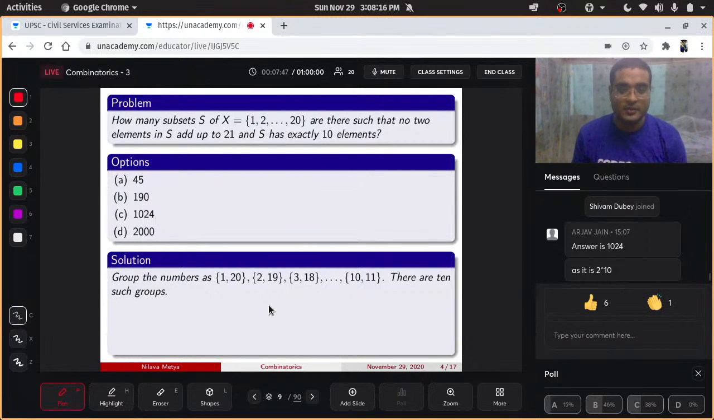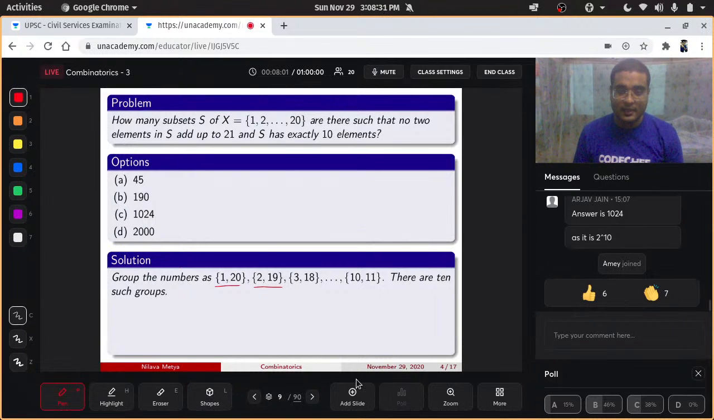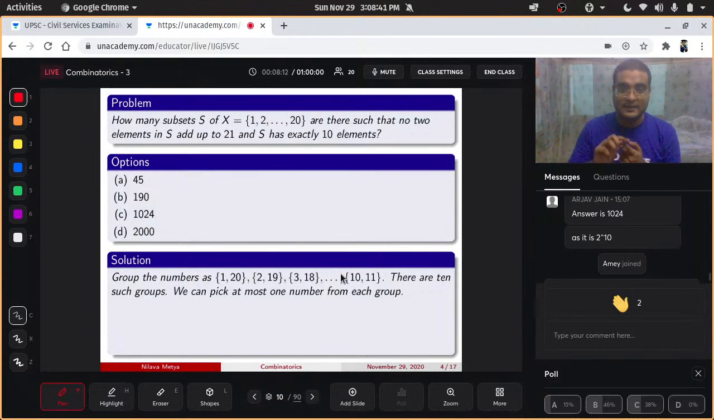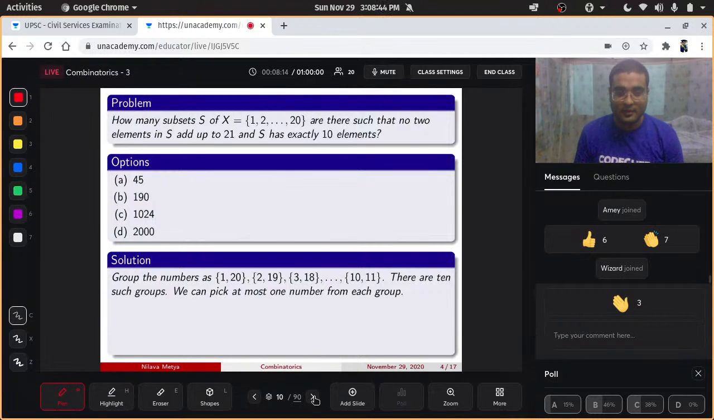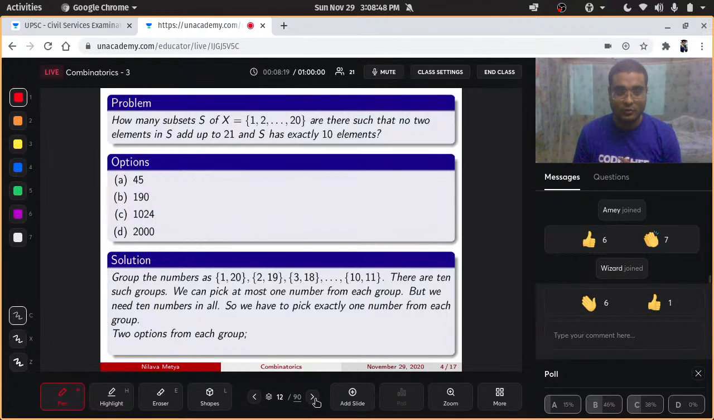Okay, yeah. So we cannot pick out two numbers from each of these groups. We cannot take both of them. We can take at most one. But we need exactly 10 elements, right? And there are 10 groups, so at most one becomes exactly one now. We need 10 numbers, so exactly one number from each group, but we have two options from each group.